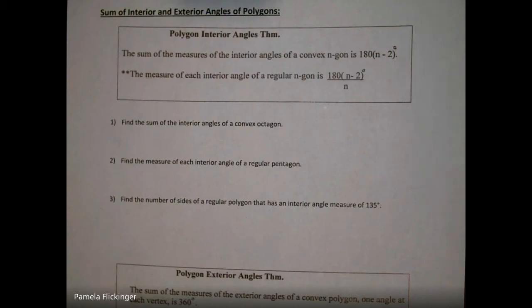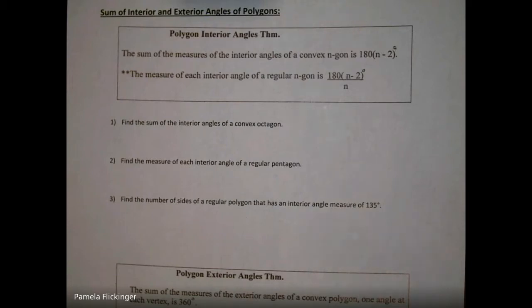So let's talk about the rules that go with the sum of our interior and exterior angles. All right, now let's start with the interior angles. We already know the sum of our triangles, our three-sided figures, is 180. We learned in the last video that the sum of all quadrilaterals will always be 360.